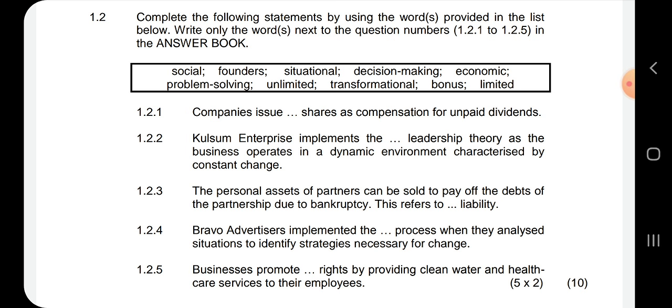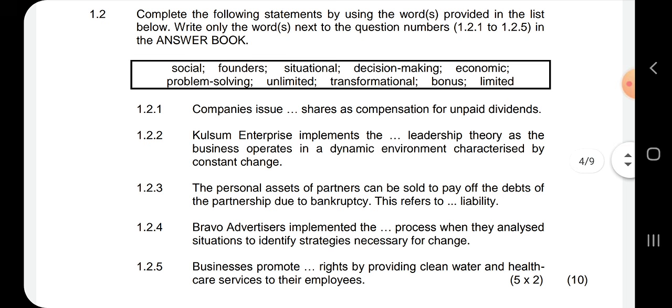1.2.4 says advertisers implemented the process when they analyzed the situation to identify strategies necessary for change. So 1.2.4 will go with problem solving. And then 1.2.5 says businesses promote rights by providing clean water and healthcare services to their employees.